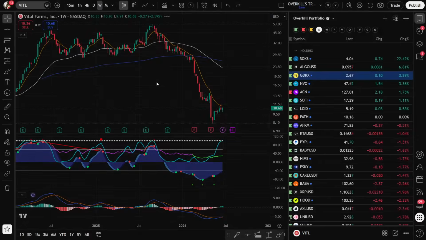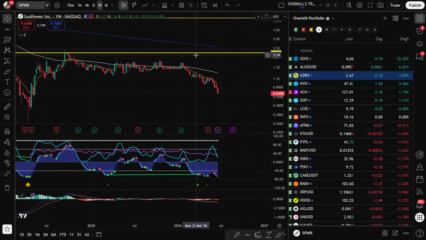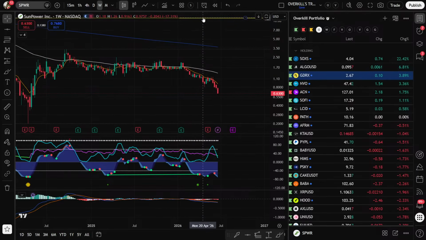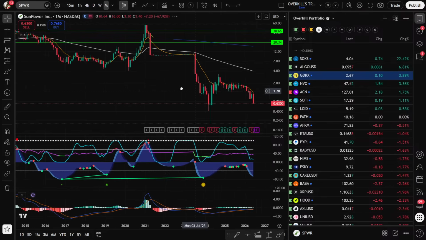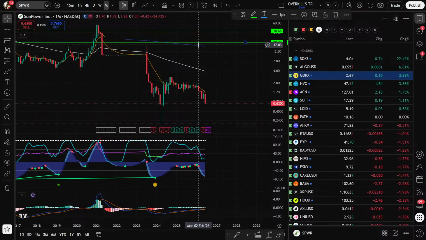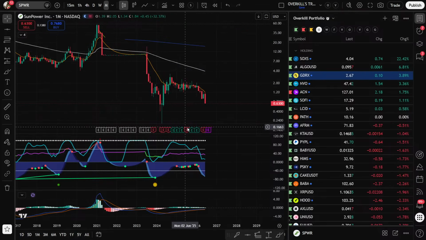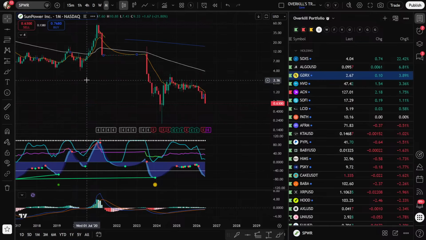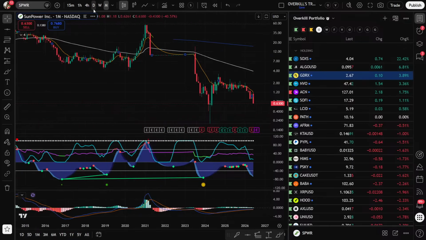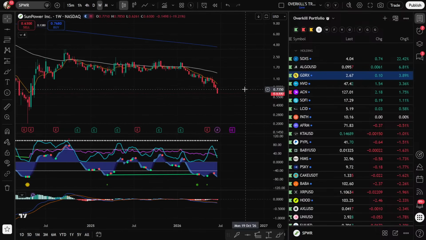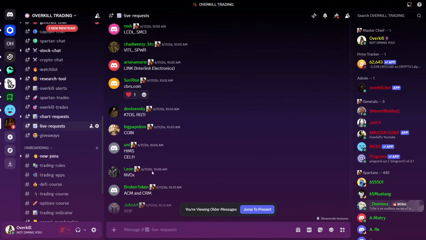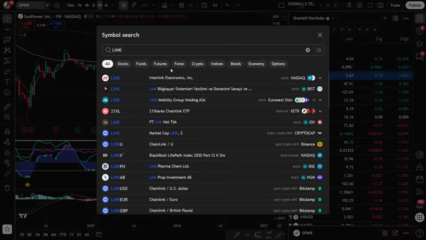SPWR. SunPower. Selling off hard. Another solar name here. Okay, getting smoked. Okay, I'd probably wait for the green dot here on the... wow, this thing looks like it's probably going bankrupt. 63 cents. Yeah, I'd be careful on this one. Okay, penny stocks. Not good.